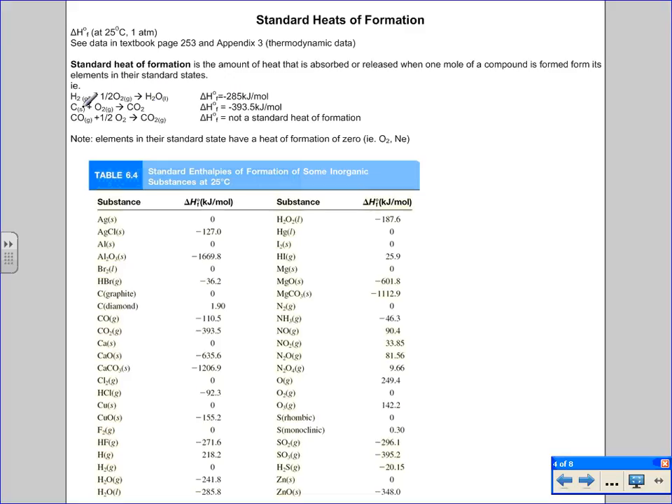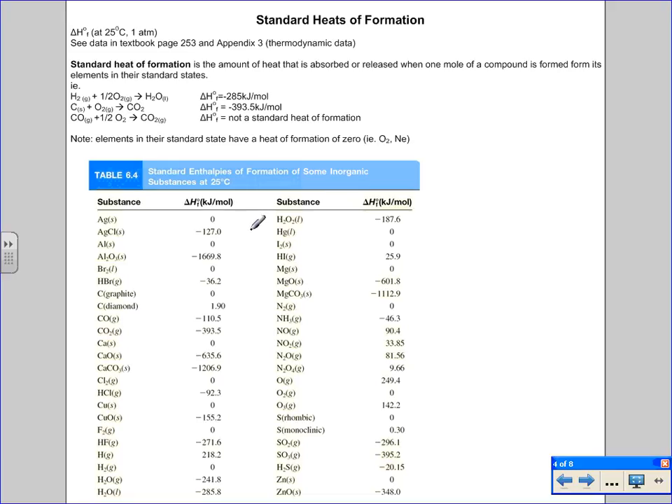It's formed from carbon and oxygen gas, and it's got a heat of formation. If we look on the chart, that is the value for the heat of formation. This third one, producing carbon dioxide from carbon monoxide and oxygen, is not a standard heat of formation. It doesn't follow the definition. Although we're forming 1 mole of the substance, we're not forming it from its elements in their standard states.